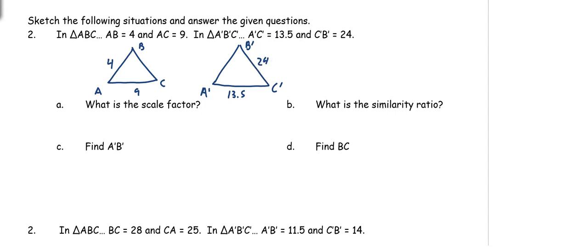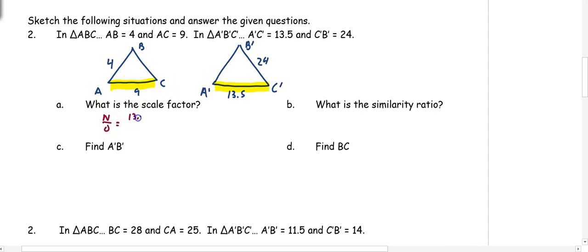So first, to find the scale factor, I need to see the side that has the number on both triangles. So AC and A prime C prime have the numbers on both triangles together. So we're going to use those sides to find our scale factor. So your scale factor, remember, is new over old.